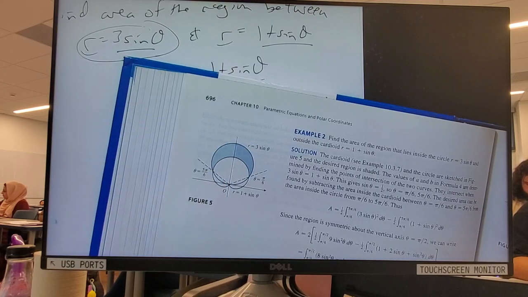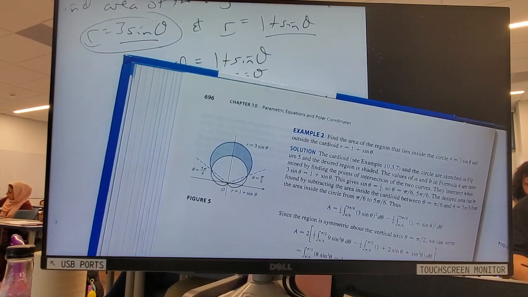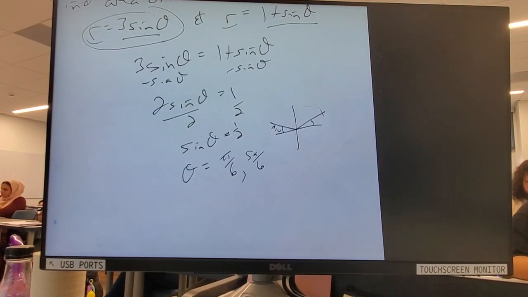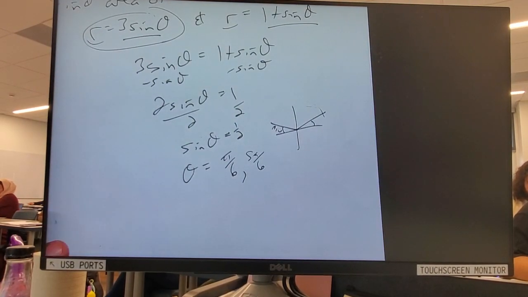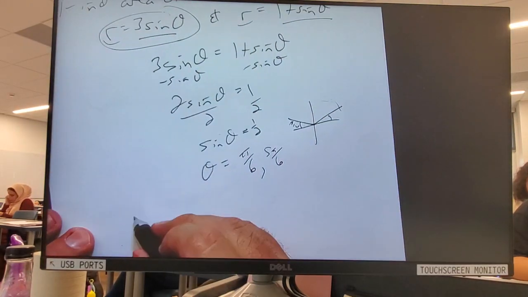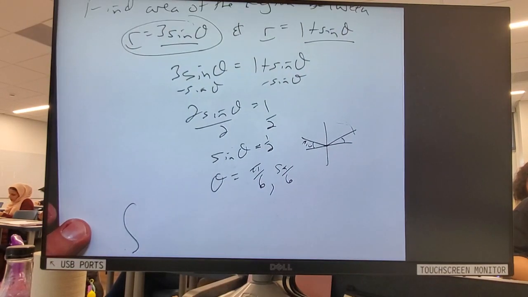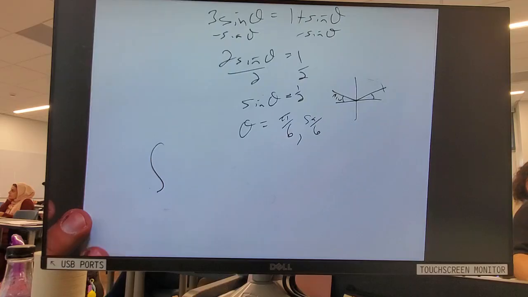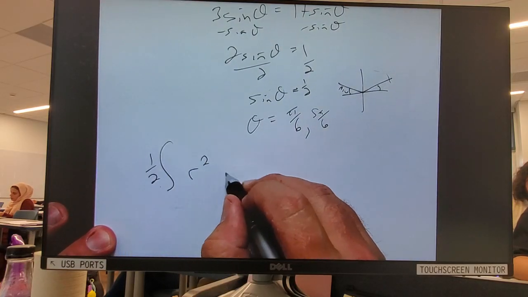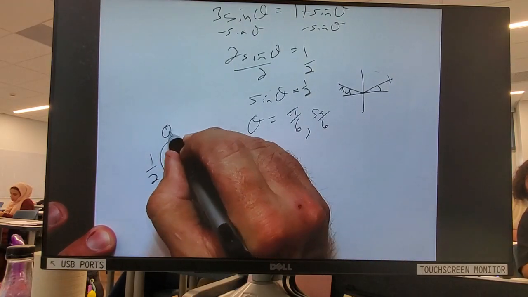So if I gave you a problem like this, I would give you the graph so you can see where things are happening. You still have to do the algebra and the trig to figure out the numbers, but you can see where you can stop. So how do I set up this integral then? In general, it's 1/2 r squared d theta from theta 1 to theta 2.